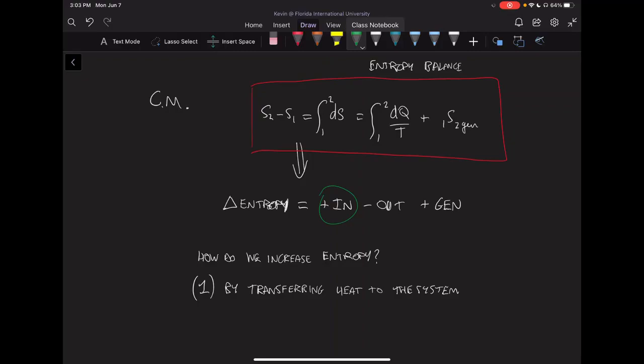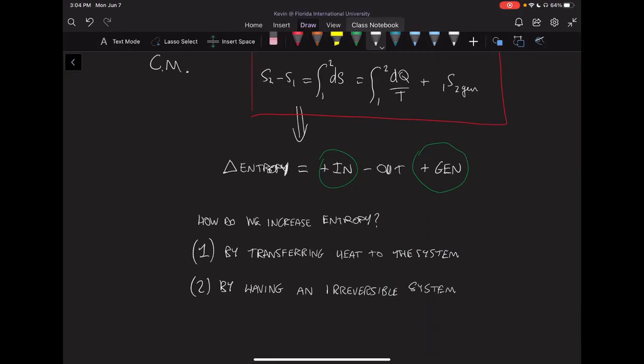The other way to increase entropy is by having an irreversible system. So if we have a very irreversible system, or a system that's very far from reversible, then we're also going to increase our entropy. So we can tell just from the equation how we can increase the entropy. Okay, so those are the two ways we can increase entropy.